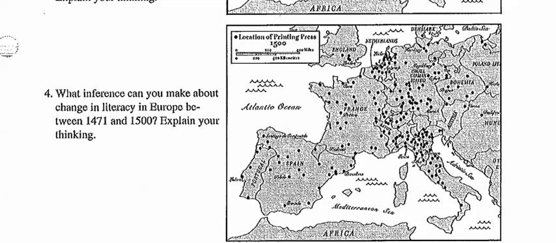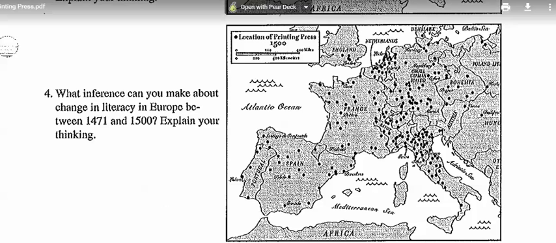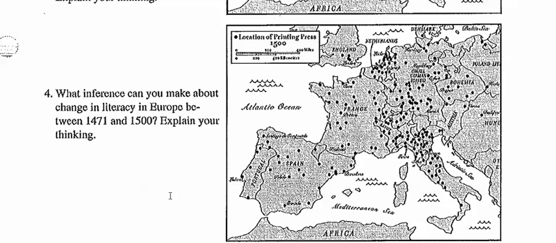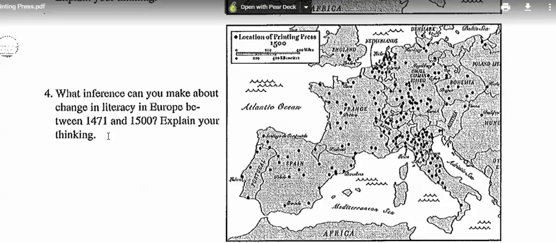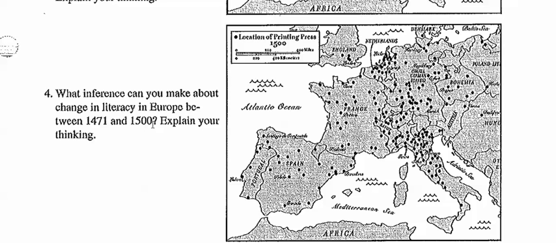So guess what? All right, the more the price goes down, the better off the middle class is going to be. Now we can look at the next question and ask, what inference can you make about the change in literacy in Europe between 1471 and 1500?